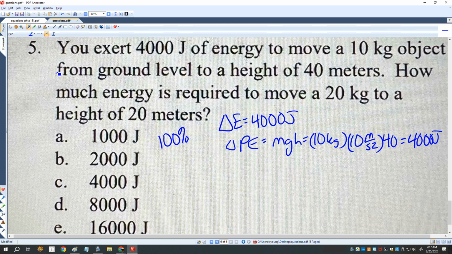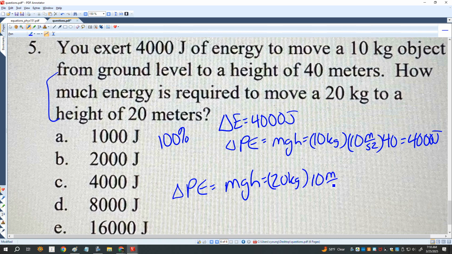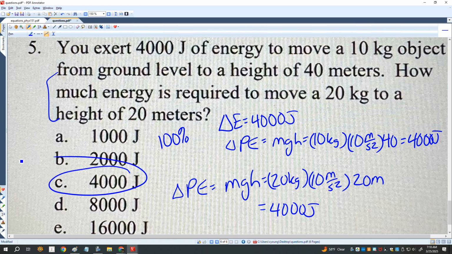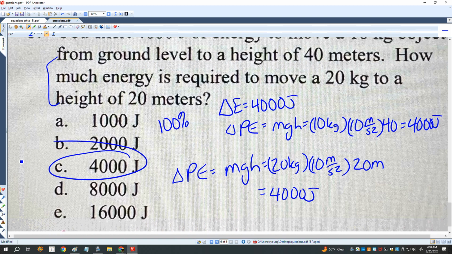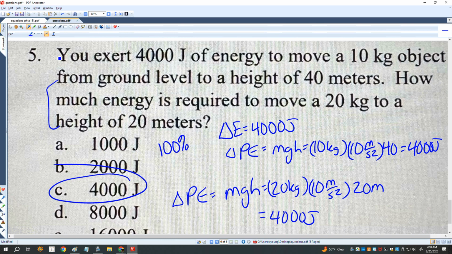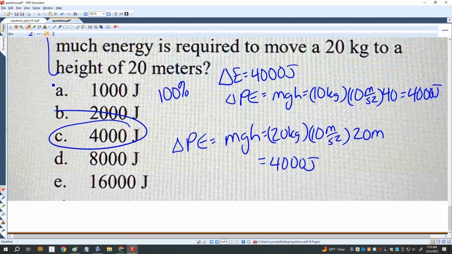So now how much energy is required to move a 20 kilogram object to a height of 20 meters? Well, I could do the same thing. The change in potential energy is going to be mgh. That's 20 kilograms times 10 meters per second squared times 20 meters. That's going to be 200 times 20. That's also 4,000 joules. So C is the right answer. Sort of a funny question. Still, it's not a difficult question, just asking what is the change in potential energy. But I don't know why I gave that stuff in the beginning. Okay, I think that's all.